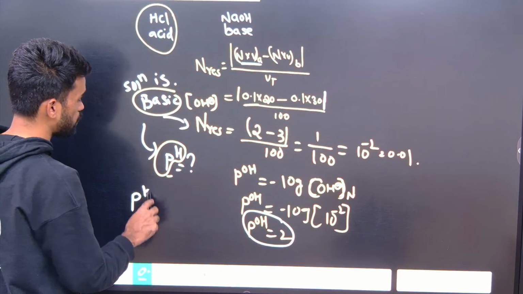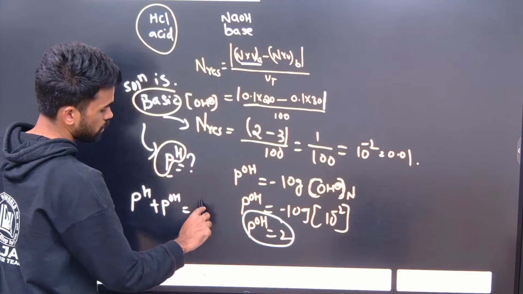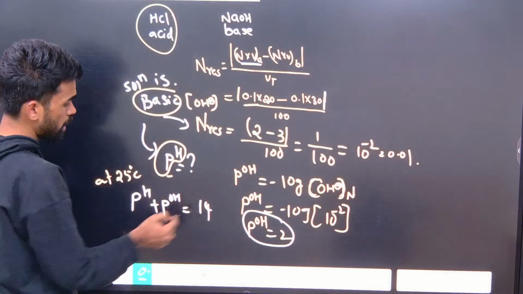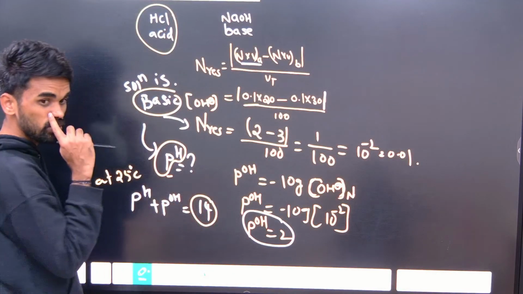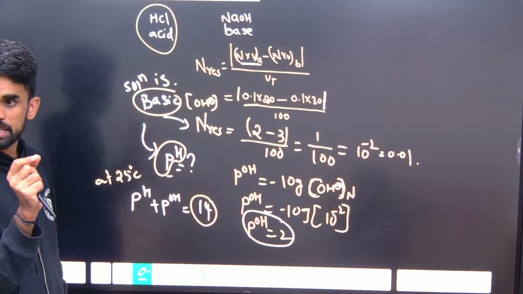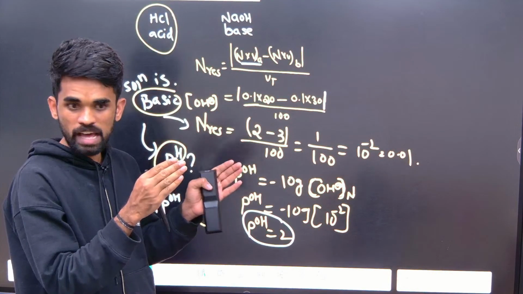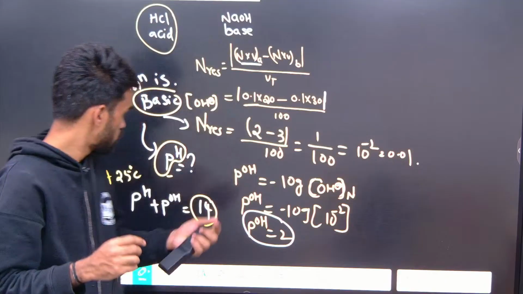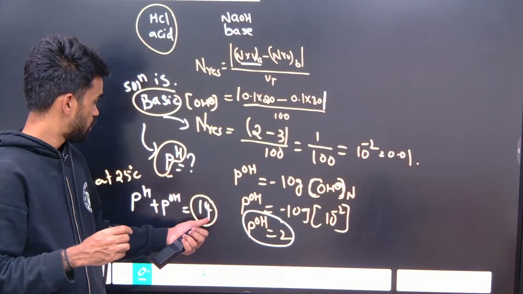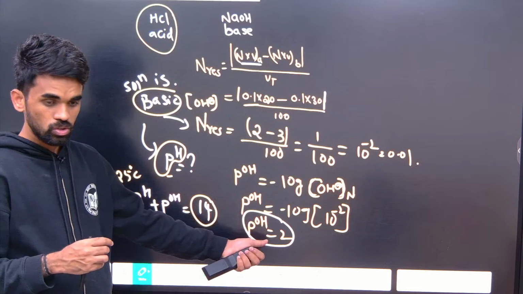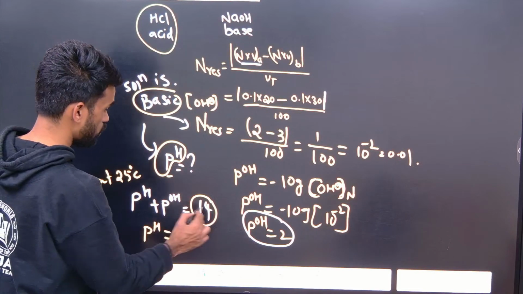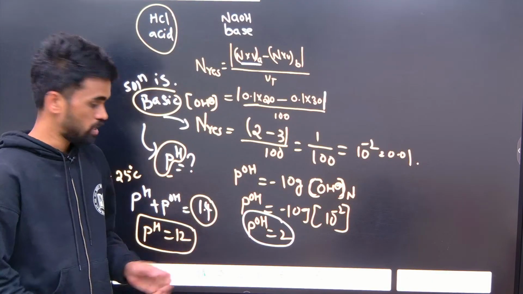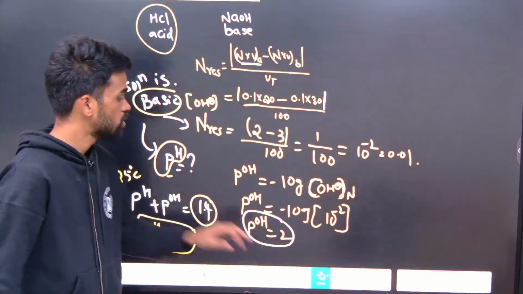So what is the relation between pH and POH? pH plus POH equals 14 at 25 degrees Celsius. How is this 14? Because what is the neutral point in the pH scale at 25 degrees Celsius? From 0 to 7 acidic, 7 to 14 basic, so the total is 14, from 0 to 14. I want pH. What is our POH? So pH will be 14 minus 2, that means 12. This will be your answer for pH and POH. Like this you need to solve. So just make a note of it.